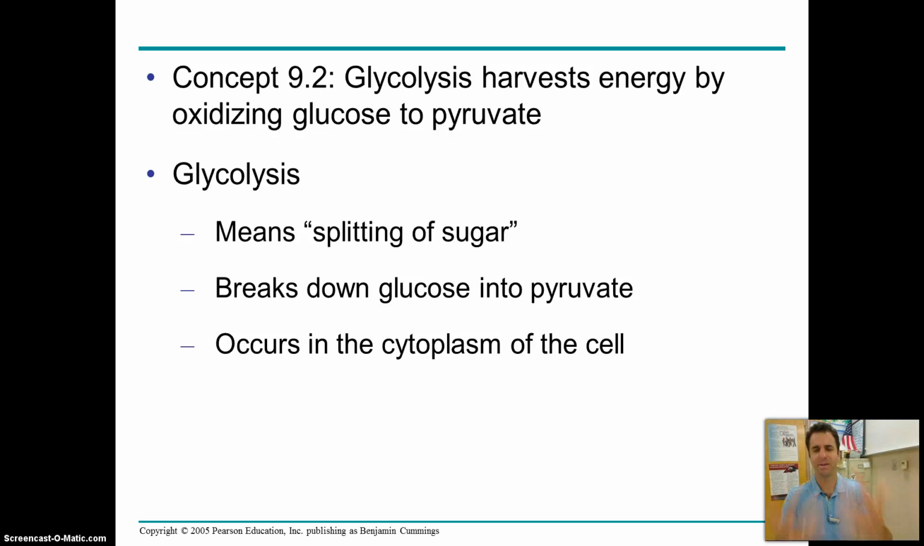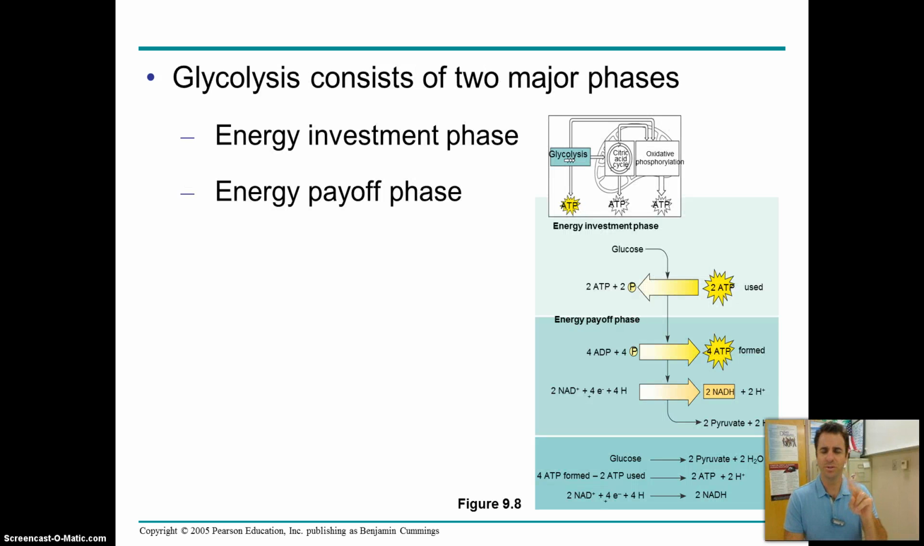So let's talk about an example of this substrate level phosphorylation, that being glycolysis. Glycolysis is the splitting of sugar. Again, we break down 6-carbon glucose into 3-carbon pyruvate times 2, and it occurs in the cytoplasm of the cell. Now there's two parts to it. There's the investment, input a little bit of ATP, and then the payoff. You get more ATP out.